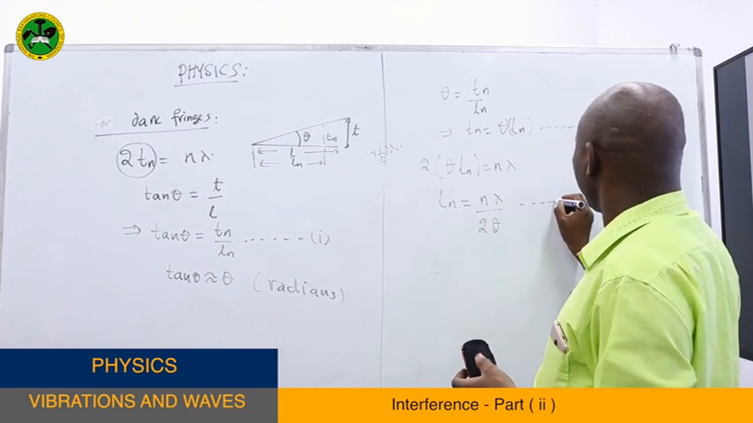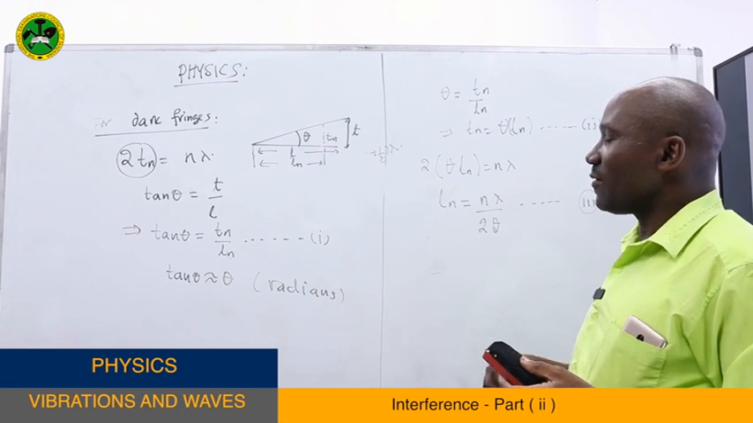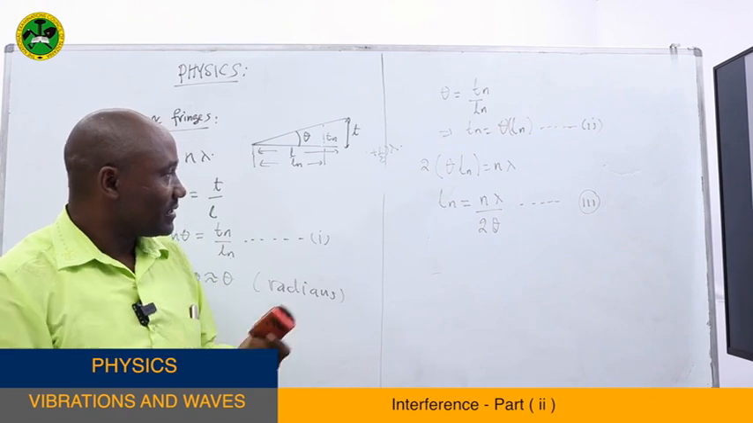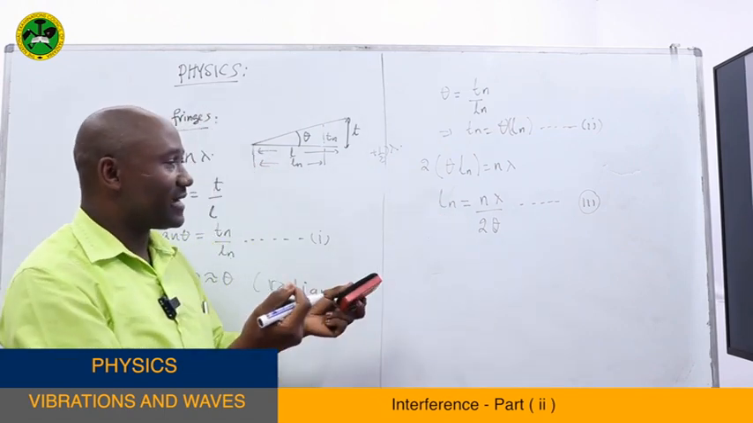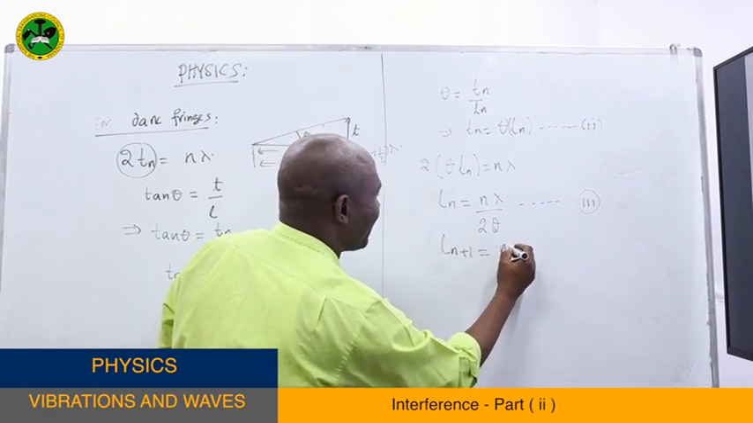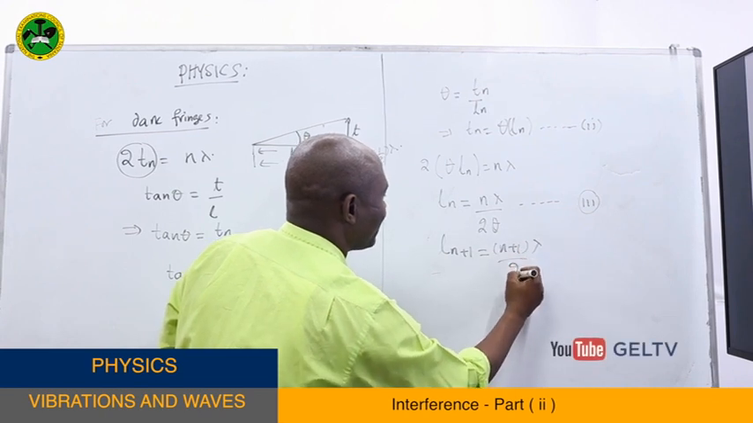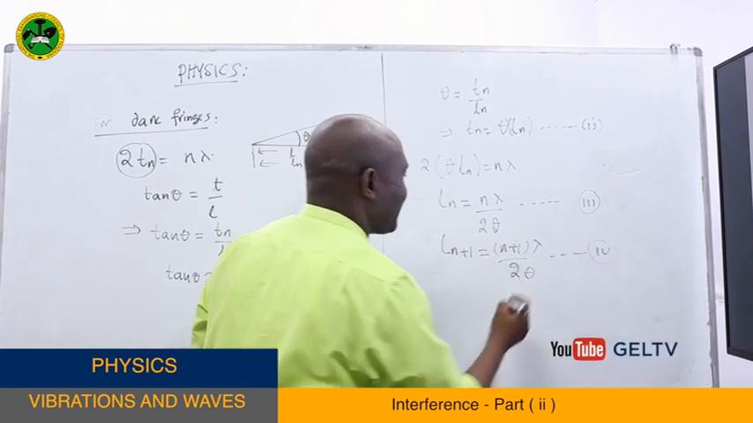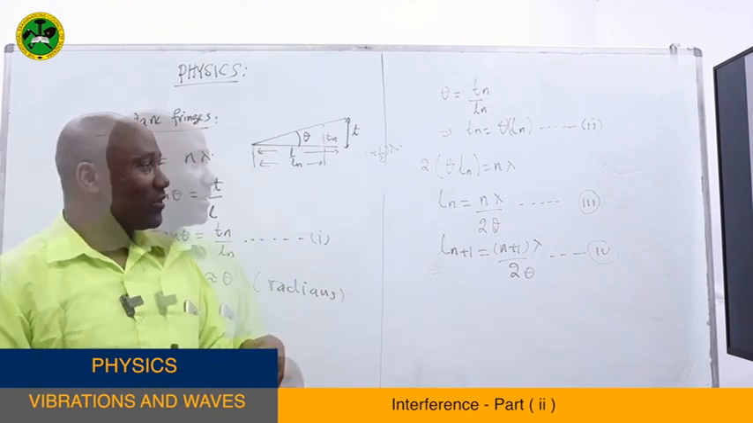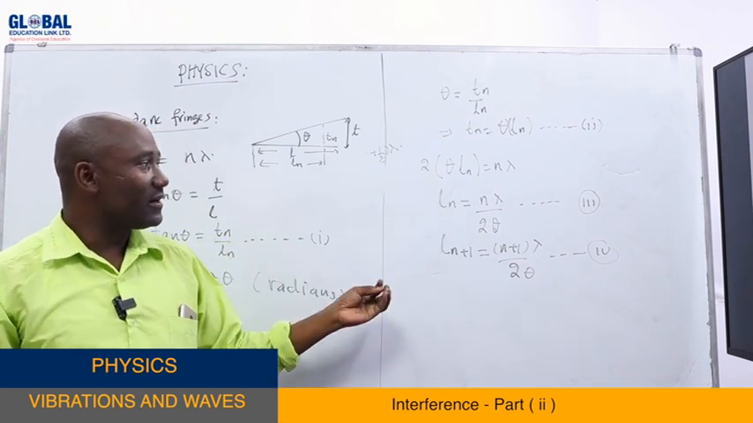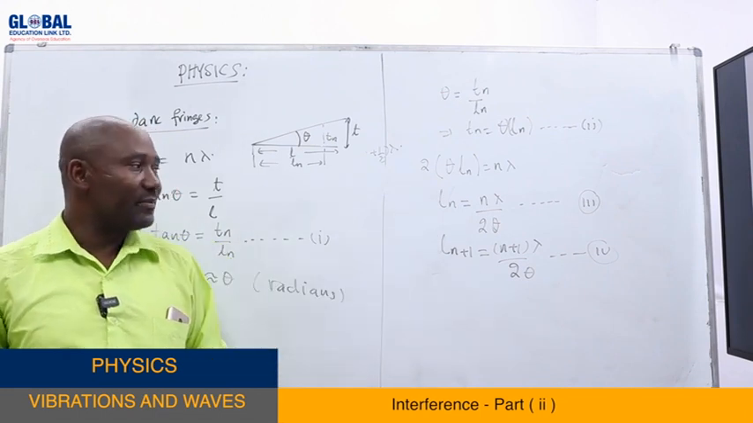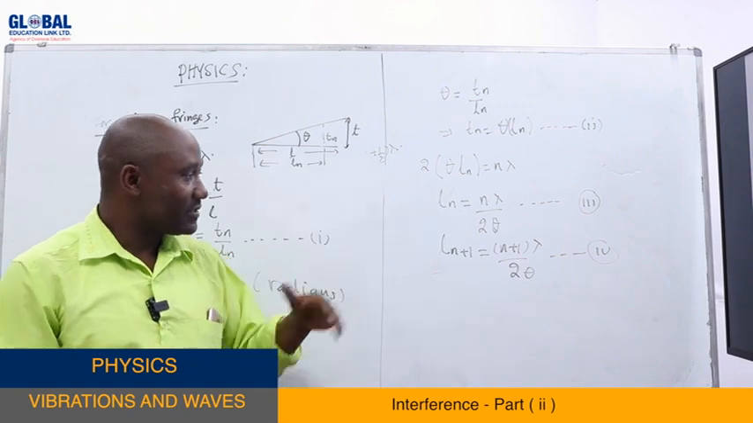Question number 3. This is the formula which is used to find the position of the nth dark fringe. Suppose this is the position of the nth dark, say the second dark. So the next dark will be Ln plus 1, which equals n plus 1 lambda over 2 theta, number 4. If you remember in the previous discussion, we looked at the formulas for finding the position of the fringes, dark and bright, and also we managed to find the fringe separation, the width of the fringes.